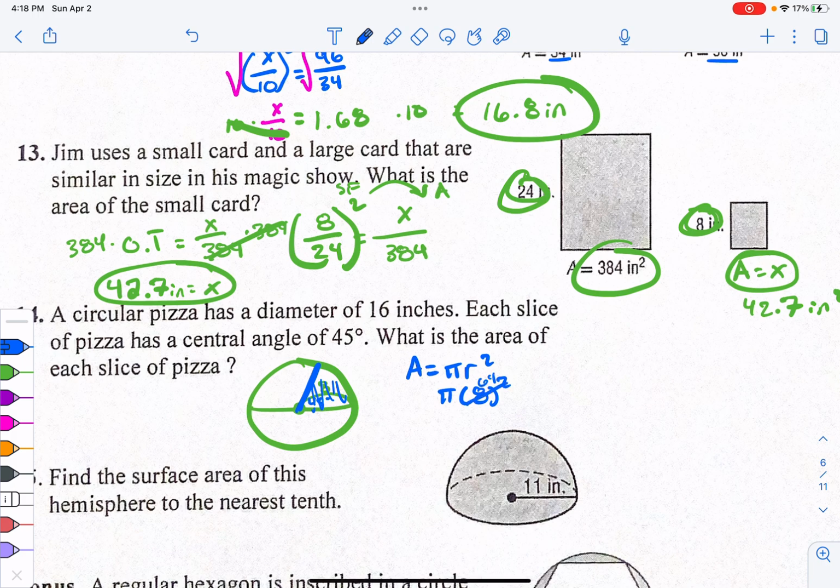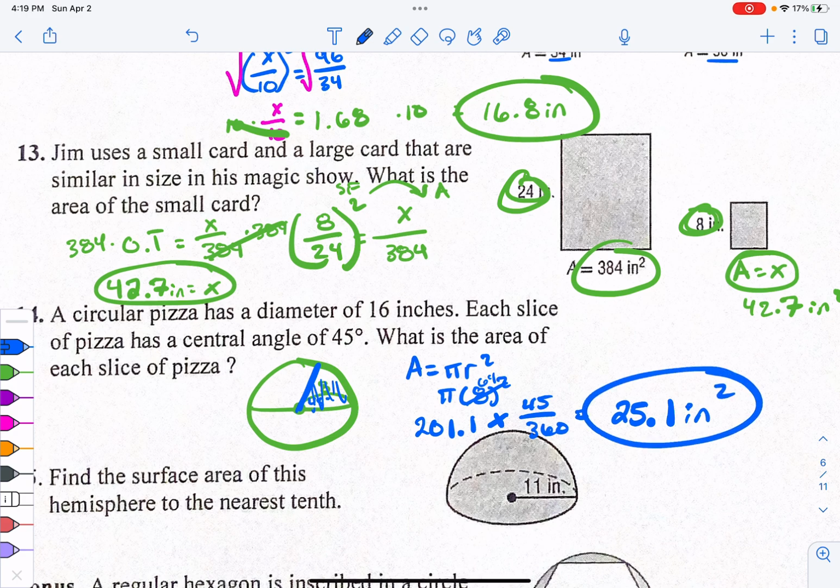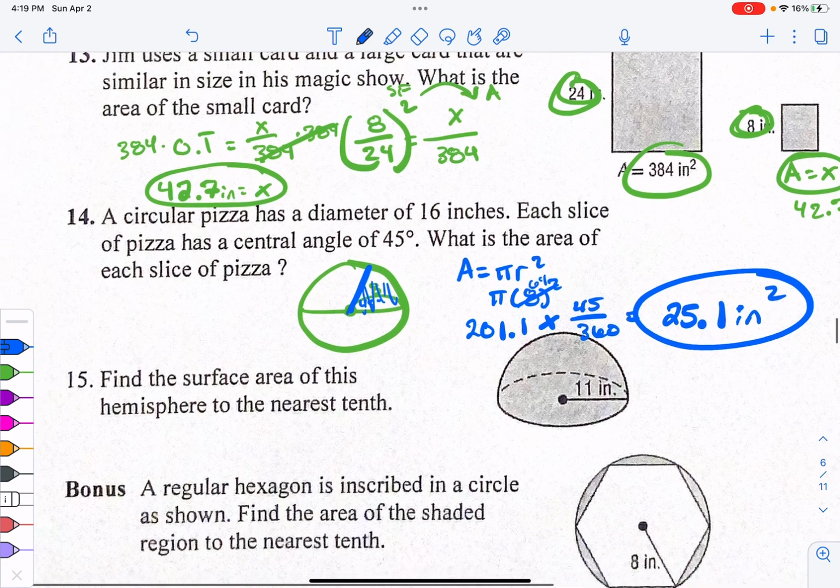And that comes out to be 64 pi, 201.1-ish. And I don't want the whole thing though. I only want 45 degrees of it. Or actually 45 degrees is 1/8 of the circle. So I'm going to take it times 45 and divide by 360, and I get 25.1 inches squared. That's what it is. Okay. All right. Last thing, number 15.